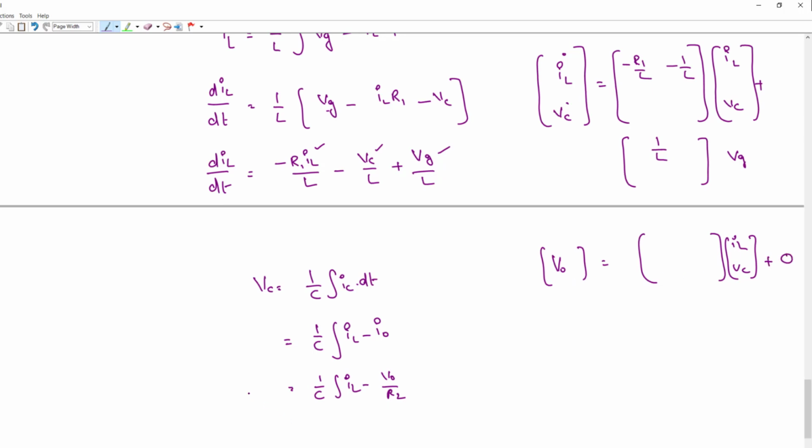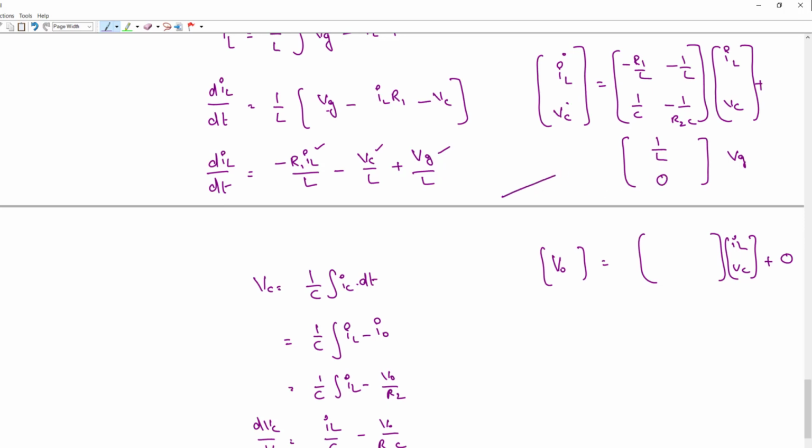Now you observe carefully. Now I have to differentiate this, I want Vc dot. dVc by dt is equal to IL by C minus V naught by R2 into C. So there is no Vc term here. Now you can simply see that Vc dot is equal to IL by C minus V naught, equal to Vc, minus 1 by R2 into C. That is sufficient, and there is no term associated with Vc.